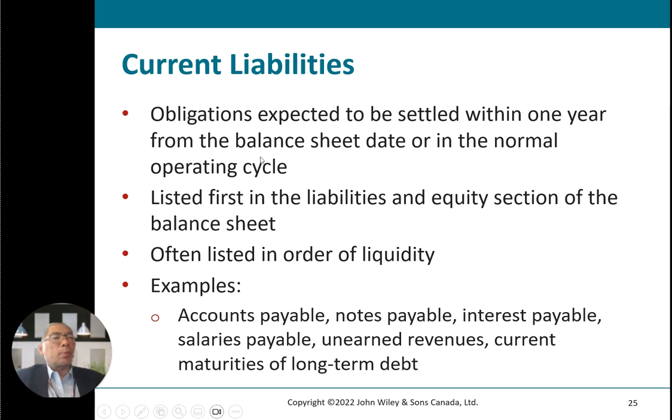Current liability is an obligation expected to be settled within a year from the balance sheet date or in the normal operating cycle. Typical examples of this will be accounts payable, notes payable, interest payable, sales tax payable, and unearned revenues, and current maturities of long-term debt.